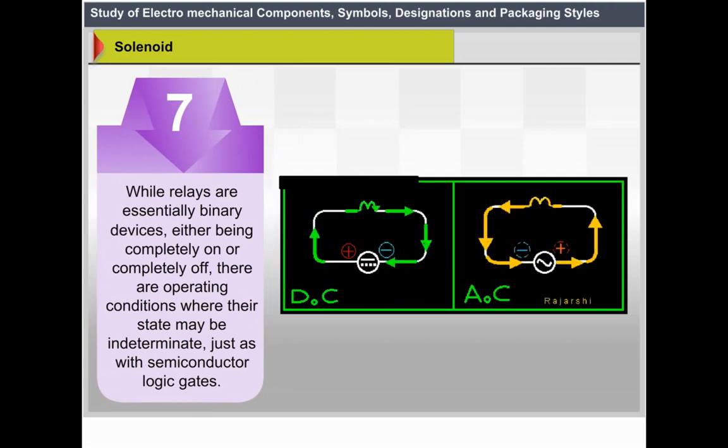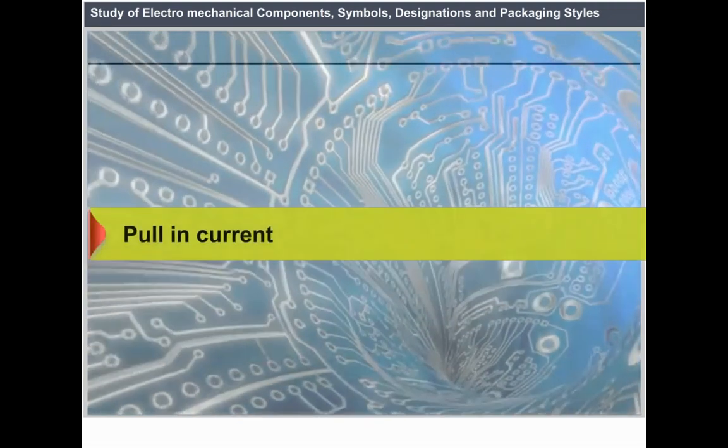While relays are essentially binary devices, either being completely on or completely off, there are operating conditions where their state may be indeterminate, just as with semiconductor logic gates. Pull-in current.